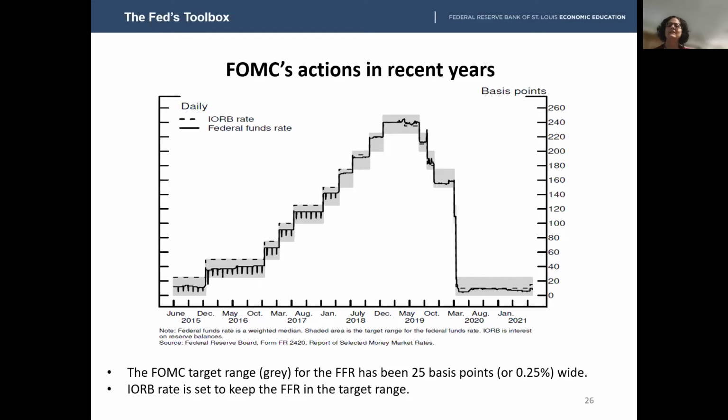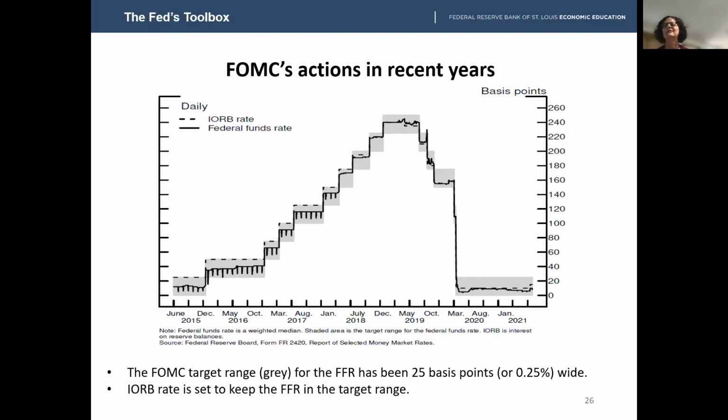You can see that every time they raised rates, they raised the interest on reserve balance rate. That's that dotted line. Early in 2015, it was at the top of the target range. And you can see as each time it raised the target range, the gray region, the dotted line moved up the same 25 basis point increments. And the Fed funds rate, which is the solid line, continues to move inside that target range.